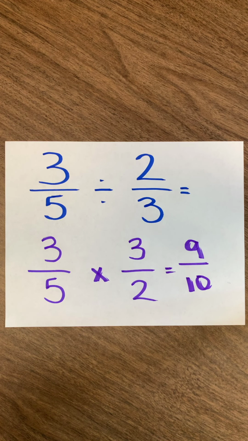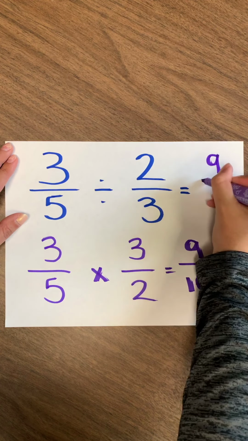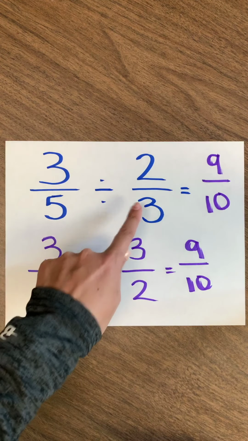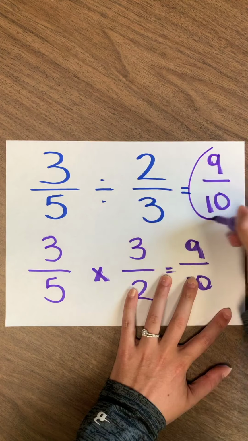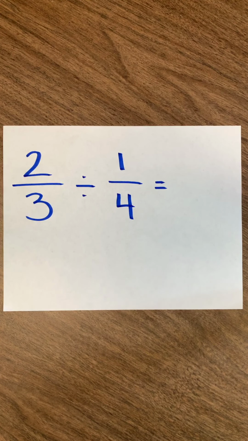And you just always want to double check, can you simplify? I know that 9 and 10 don't have a factor in common other than 1, so it's already in simplest form. So the answer to 3/5 divided by 2/3 is 9/10. All right, I'm going to do one more problem and model that before I have you try one yourselves.